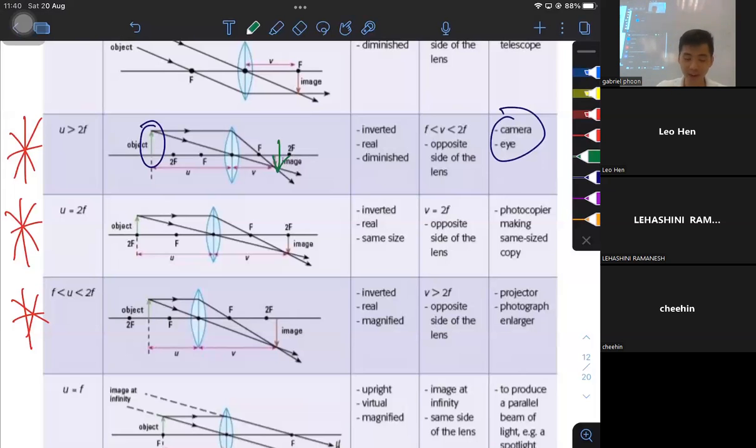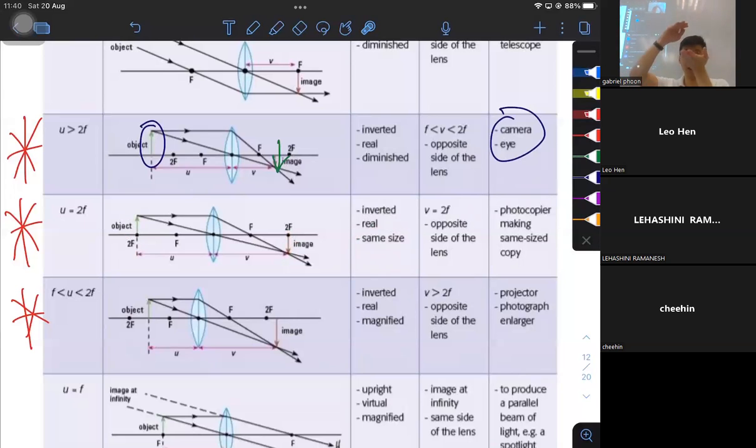Okay, then after that, if you place an object exactly on 2F here, what's going to happen is exactly what's happening in photocopying machines. You'll notice that the image produced will be exactly the same size. Basically our printers outside, like a photostat machine, if you print whatever documents, it will be the exact same size, exact same copy, right?